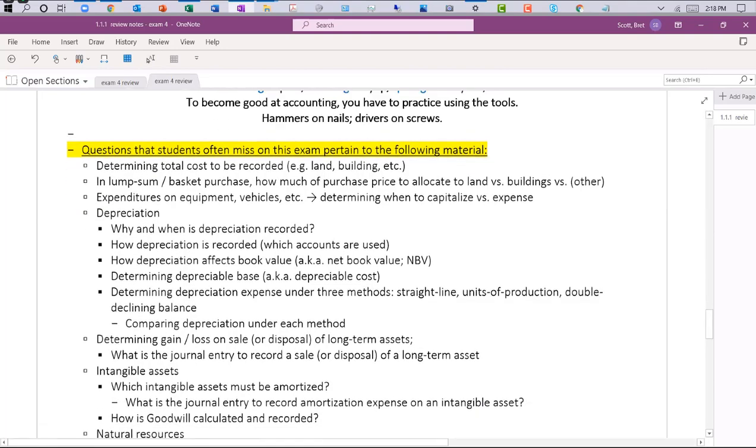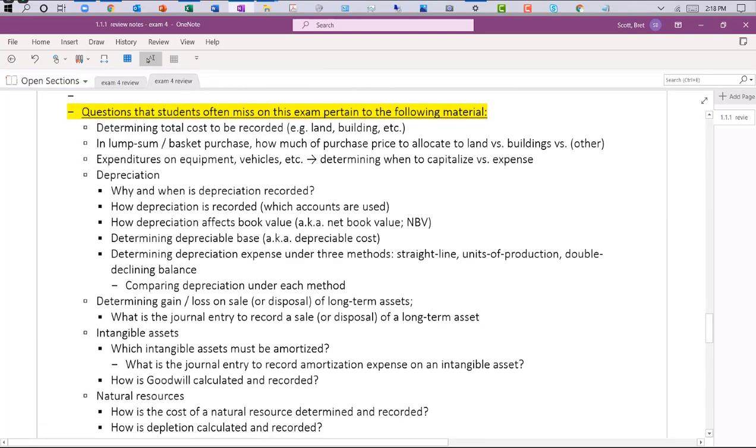Questions that students tend to miss on the exam. So I talked about before, reasons why people miss questions tend to be skipping over or misinterpreting certain details. Details are extremely important.